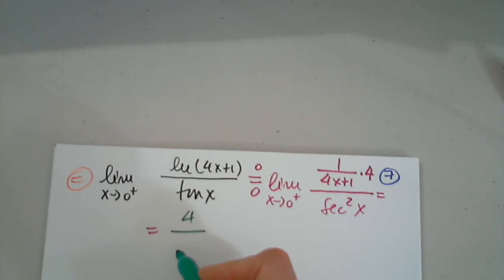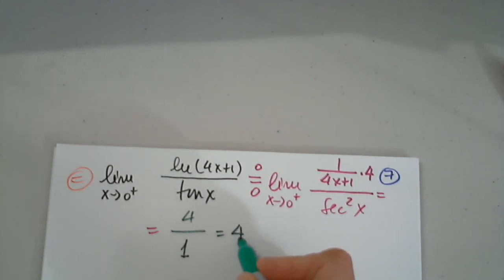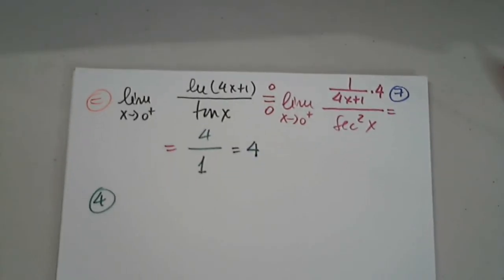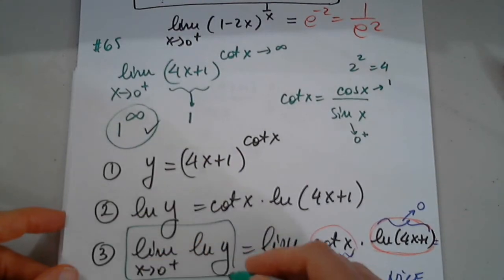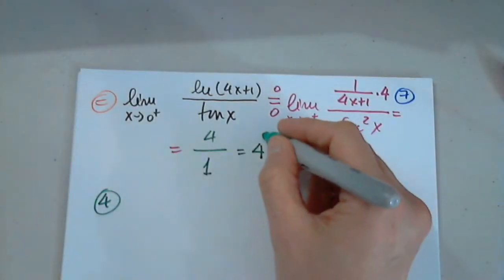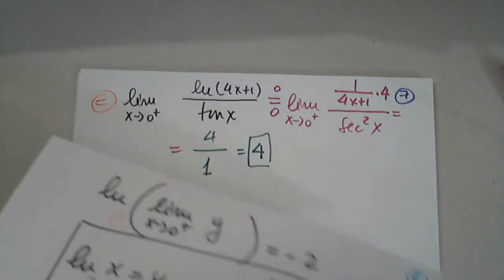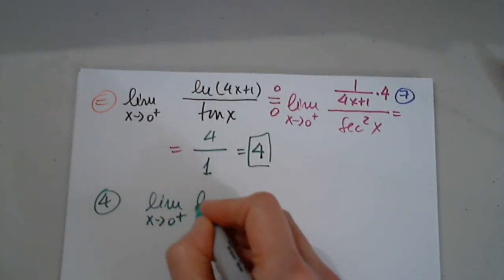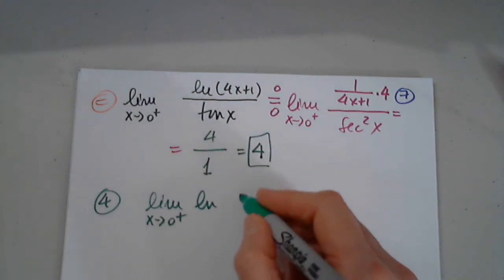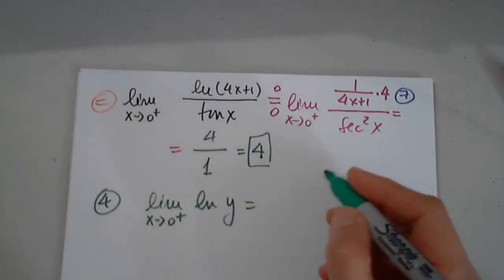It's 1 over cosine. Very good. So this is 4. Final step, step number 4. I copy the beginning. This is my beginning. And this is my end. So I copy limit as x approaches 0 from the right from natural log y equals 4.